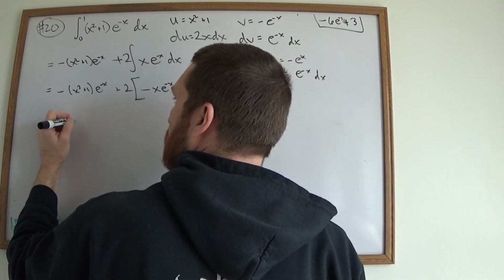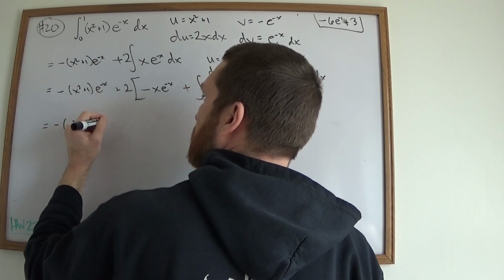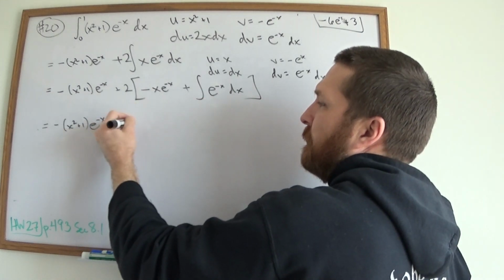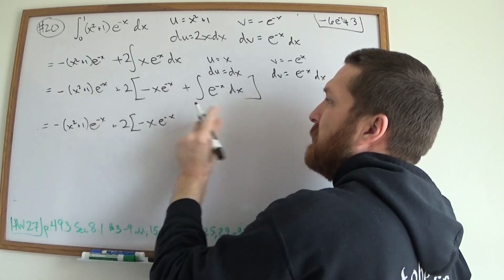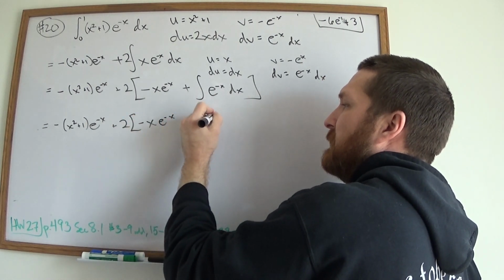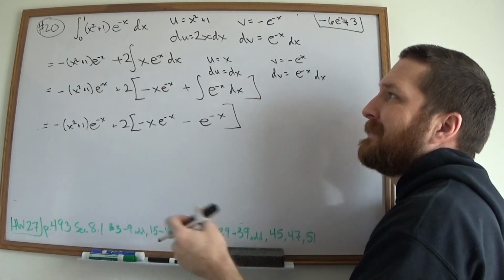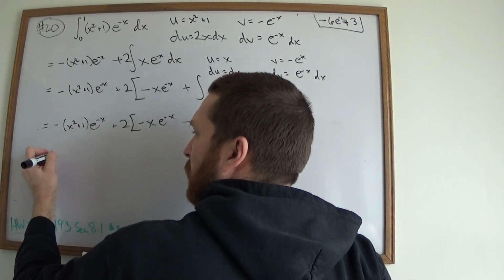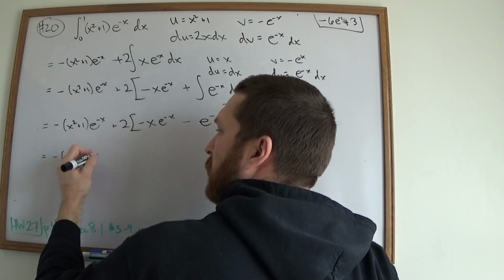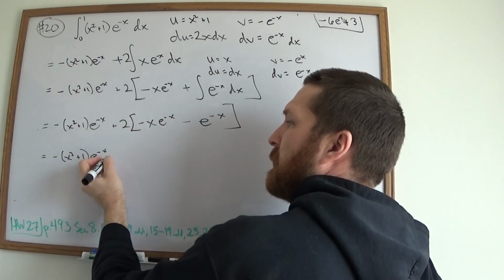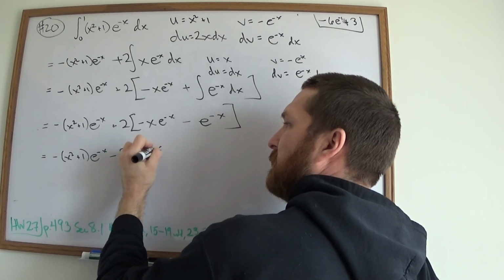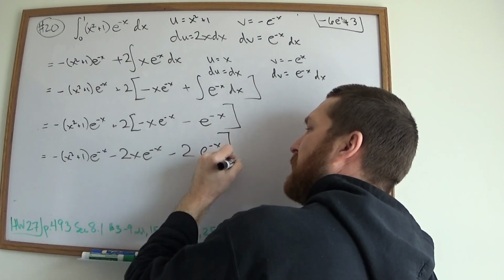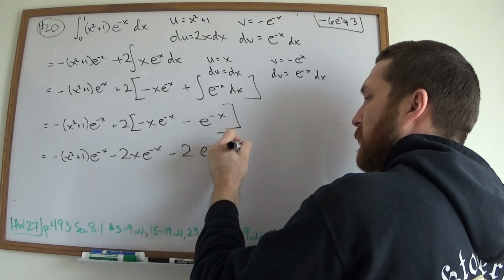So this is nice. (x squared plus 1) e to the negative x. Now, this is the same thing as negative, I'll just do this, x e to the negative x. The antiderivative of that is negative e to the negative x, plus a constant, but we don't care about the constant because we're evaluating at endpoints. So negative (x squared plus 1) e to the negative x, minus 2x e to the negative x, minus 2 e to the negative x, evaluated at 1 and at 0.